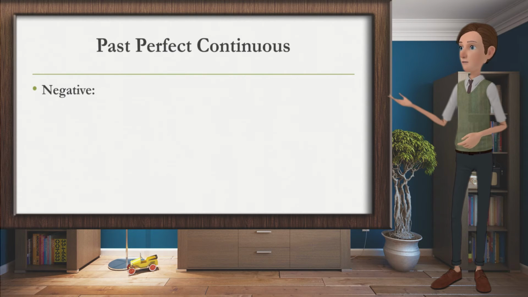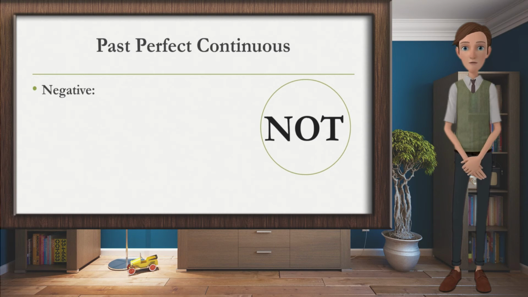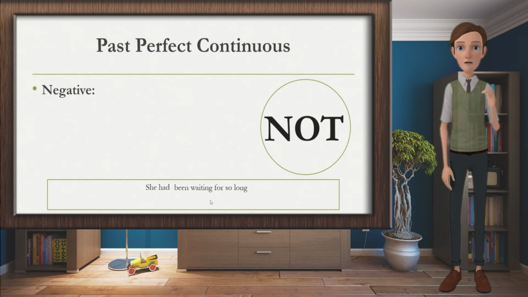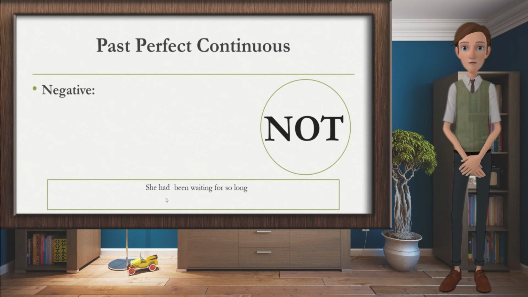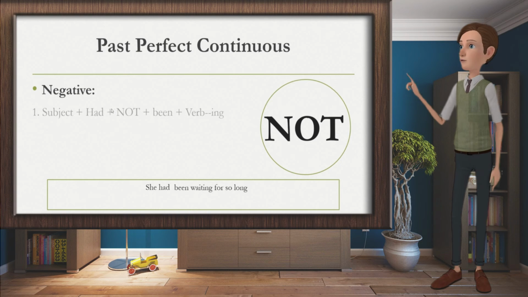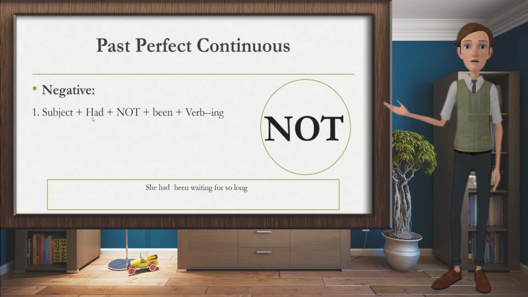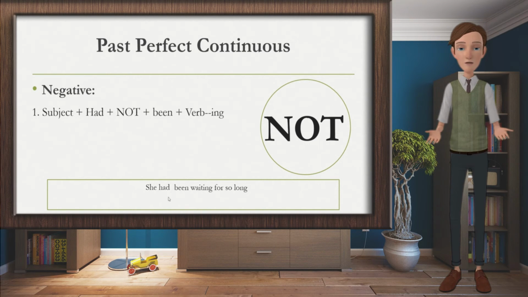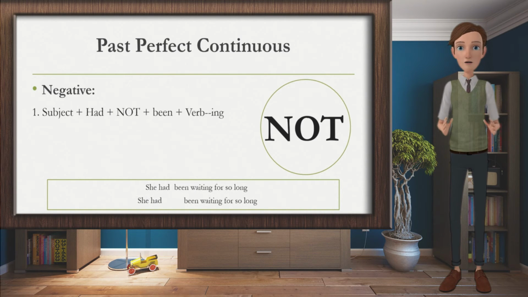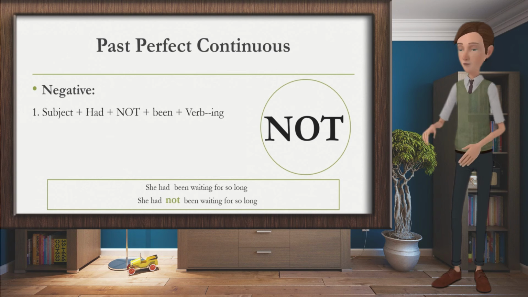Past perfect continuous in the negative form. We use not. She had been waiting for so long. Since we have a helping verb here, which is had, we simply add not after had. So she had been waiting for so long becomes she had not been waiting for so long.